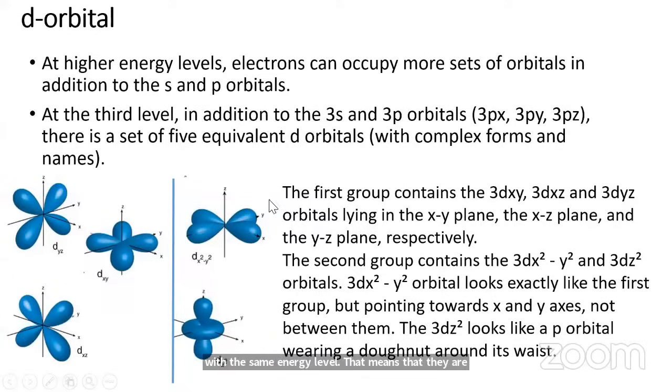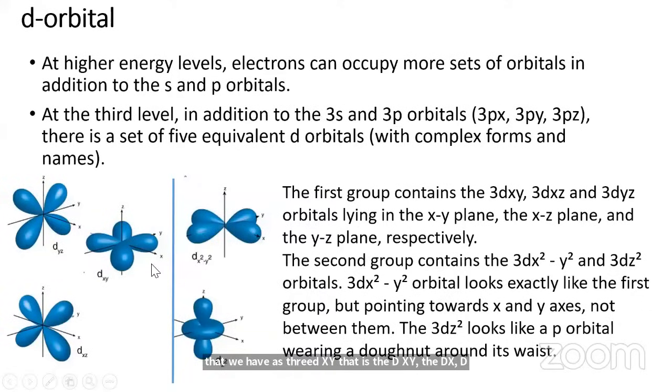And so we have the 3dxy, 3dxz, 3dyz, 3dx squared minus y squared, and 3dz squared. Now, for the 3d orbitals, we actually categorize these orbitals into 2. We have the first 3 orbitals, those lying in the xy plane, the xz plane, and the yz plane. Those are the 3dxy, the dxz, and the dyz.